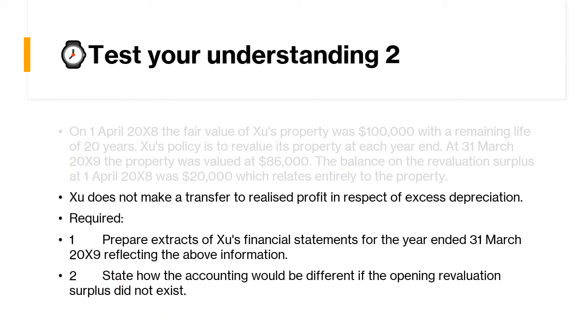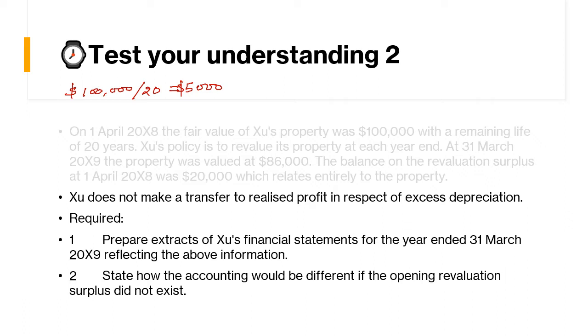The value of the asset at the beginning of the year is $100,000. The remaining useful life is 20 years. So we have to divide by 20 to calculate the depreciation. That will be $5,000.